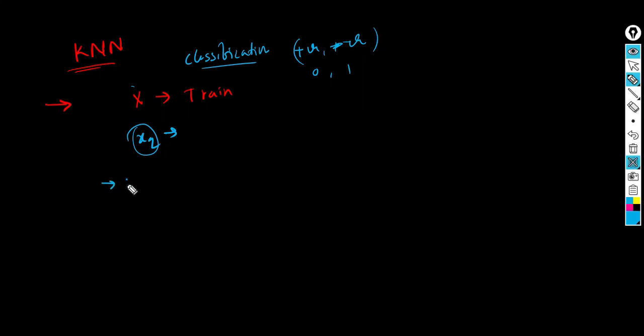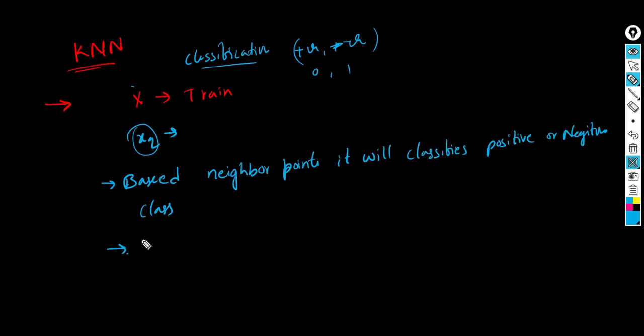Based on the neighboring points, we will classify whether the query point belongs to the positive class or negative class. But how many neighboring points do we have to consider? That is indicated by k, and k must be odd.